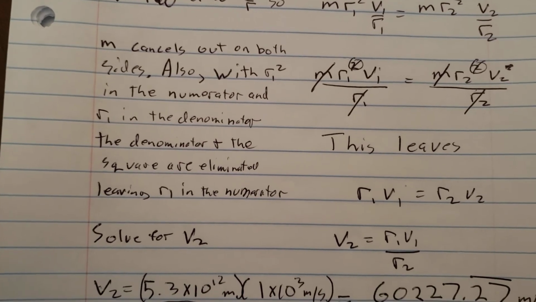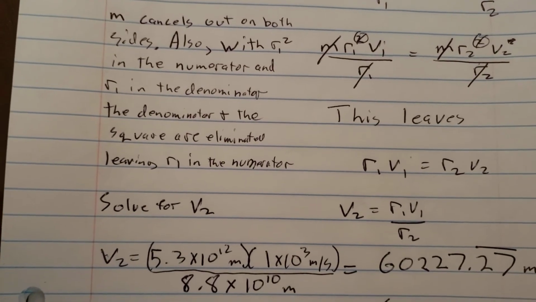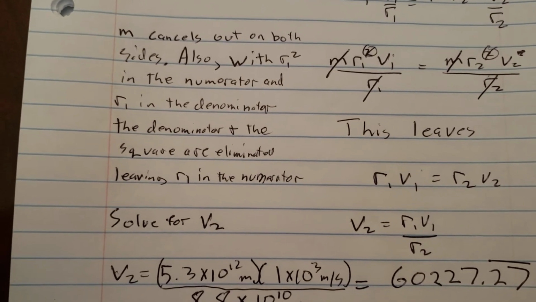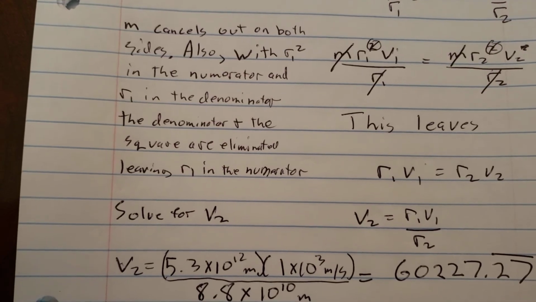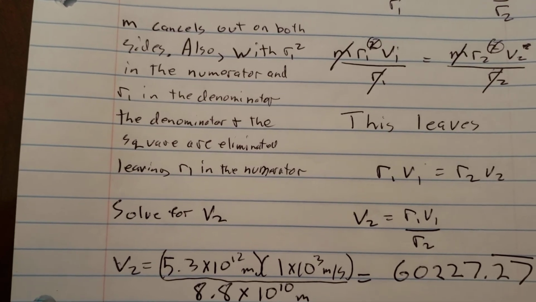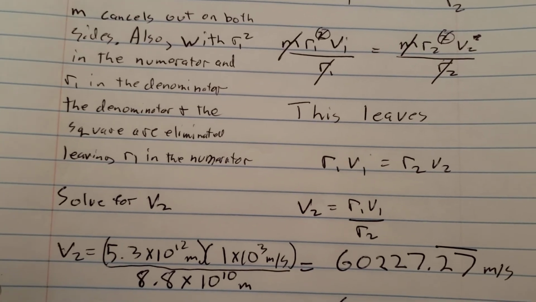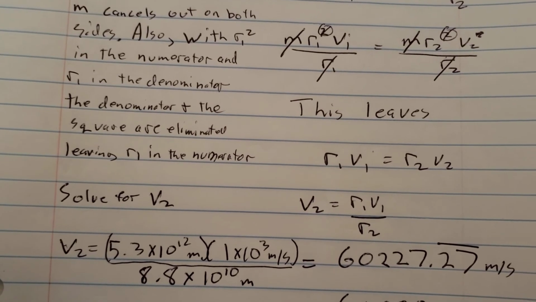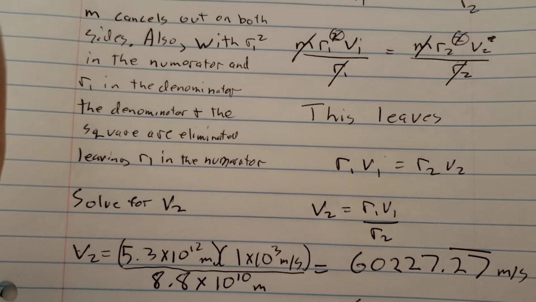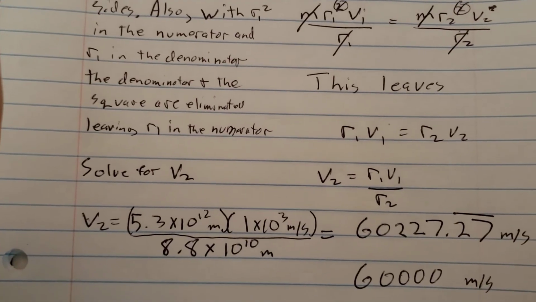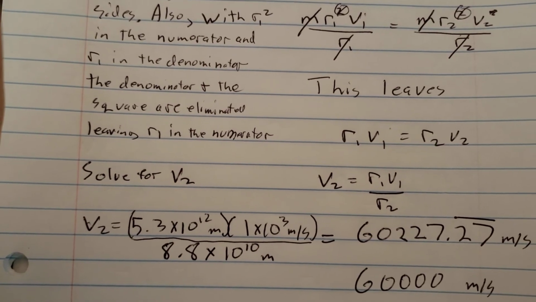Substituting our given information in gives us 5.3 times 10 to the 12th times 1 times 10 to the 3rd, divided by 8.8 times 10 to the 10th. Calculating this gives us 60,227.27 repeating. Going to only one significant figure, because that is what 1 times 10 to the 3rd had, rounds this to 60,000 meters per second.